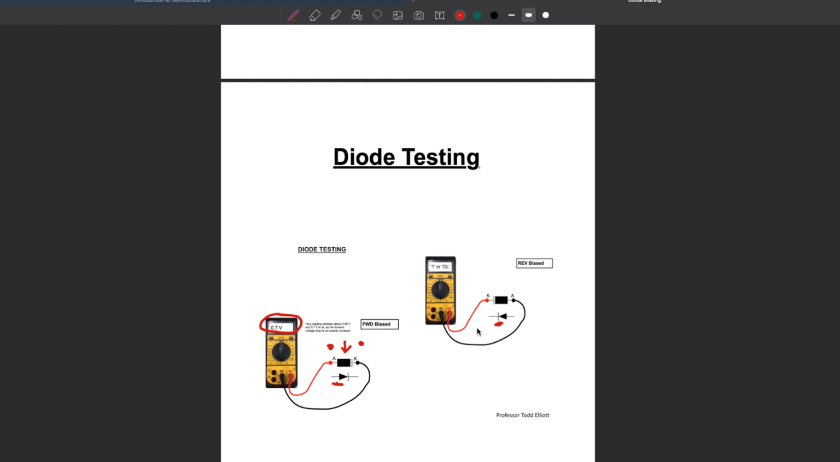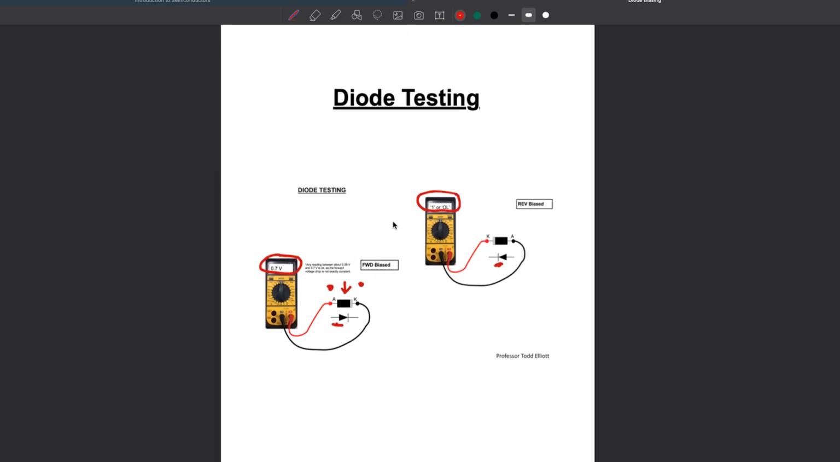If it's reverse biased, you reverse the connections. Depending on your meter, this is going to be 1 or OL. OL does not mean overload. It's a pet peeve of mine. It means out of range. It means that the resistance of the diode is so high, it's beyond the capacity of the meter to measure it. Okay, so this is how you're going to test a diode, and that'll be part of experiment 1.